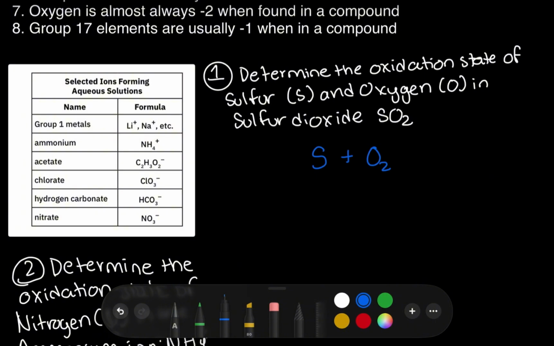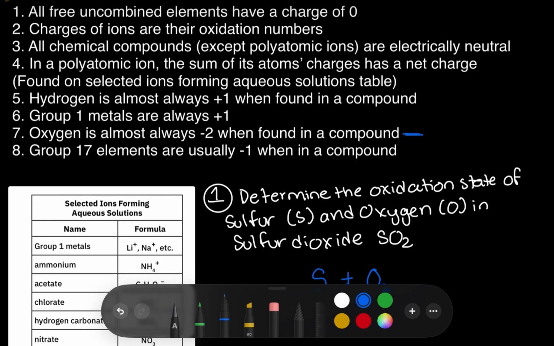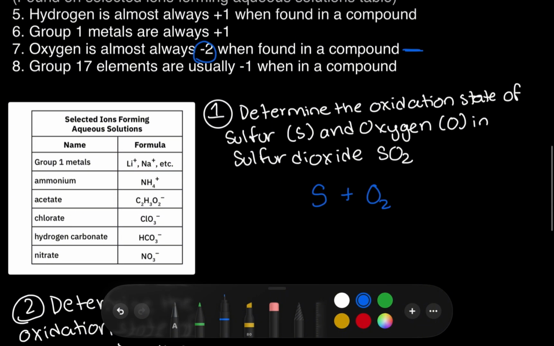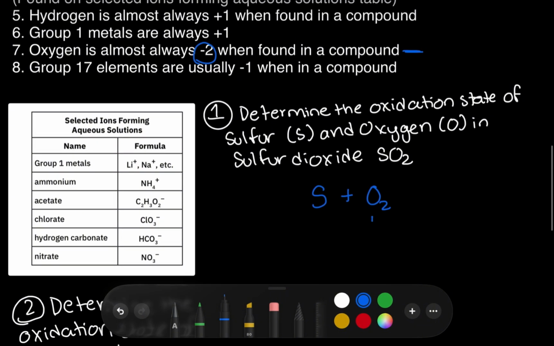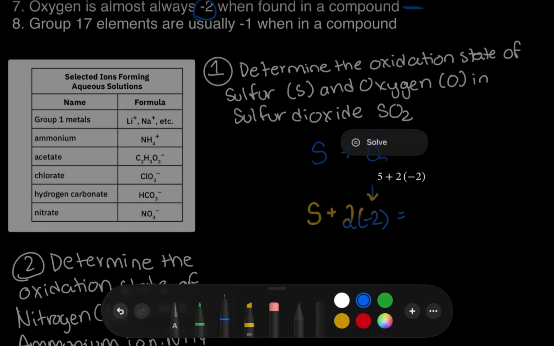Now, the first rule that should come to mind is rule number 7. Oxygen is almost always -2 when found in a compound. Now, sulfur dioxide is a compound, so this applies. So if we break it down even more, we have oxygen. We're going to replace the O with the -2 because it says oxygen is almost always -2. But we can't forget the 2. Now, that 2 is going to become a coefficient, so we're going to multiply, and we're going to add it to whatever sulfur is, right? And it's going to be equal to 0.